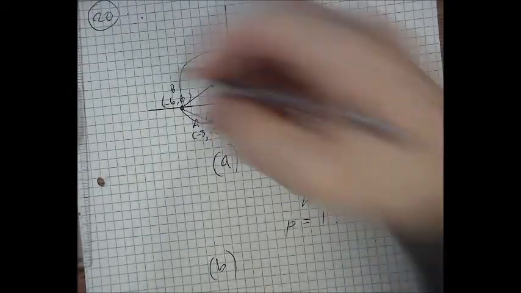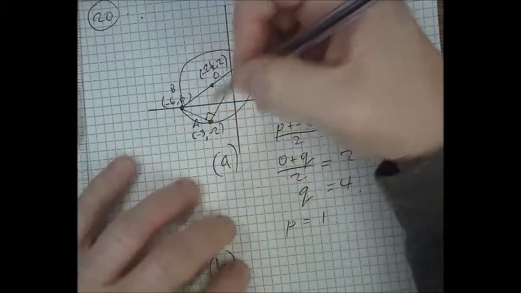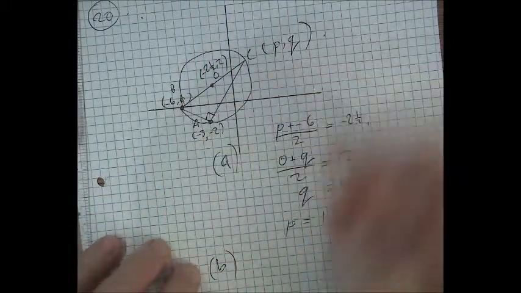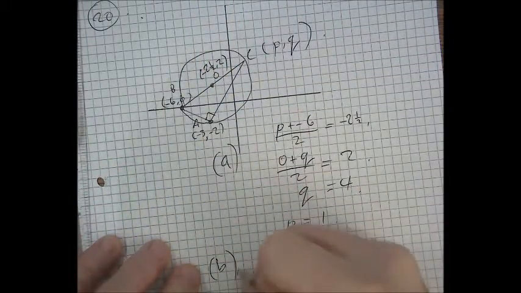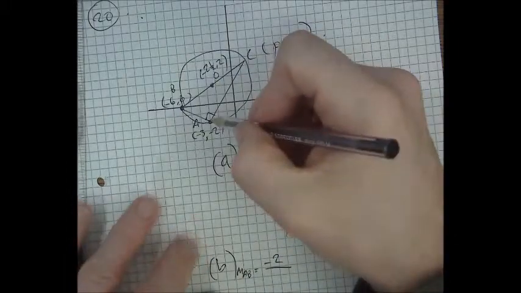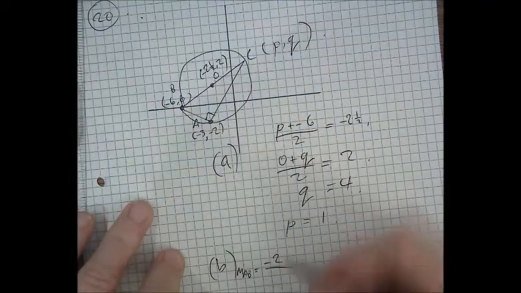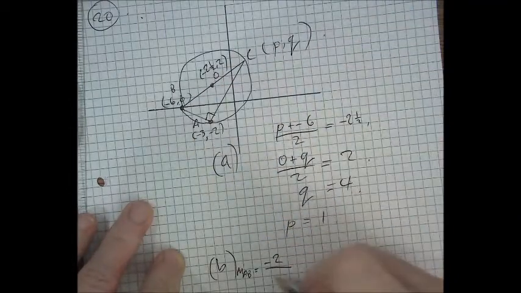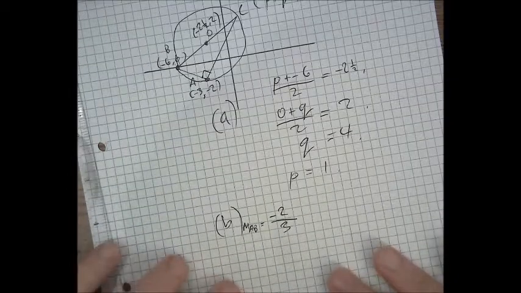The gradient of AB, this is what I'm going to do with my snappy little saying. You go the second y minus the first y over the second x minus the first x, so this is the gradient AB. Second y minus first y is negative 2. Second x minus first x is 3, so that's negative 2 over 3.